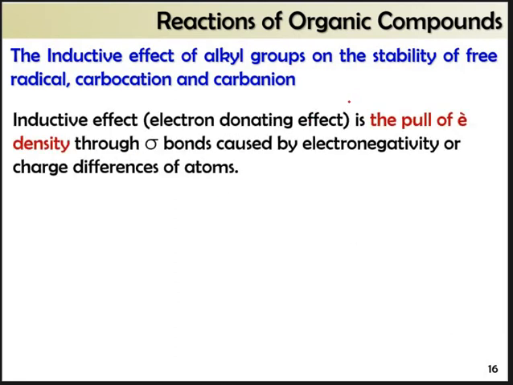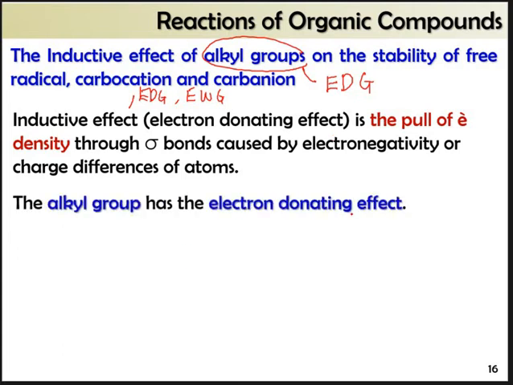So, alkyl group is an electron donating group. Remember, okay, you have to memorize this. Alkyl group is electron donating group. So if we have an alkyl group attached to the intermediate, that means we have inductive effect, which the type is electron donating effect. Okay, so group inductive effect ni ada dua. Satu electron donating group, another one is electron withdrawing group. So alkyl group is categorized as electron donating group. So electron donating group is the push of electron density through the sigma bonds caused by electronegativity difference of atoms. Alright, so alkyl group has the electron donating effect.